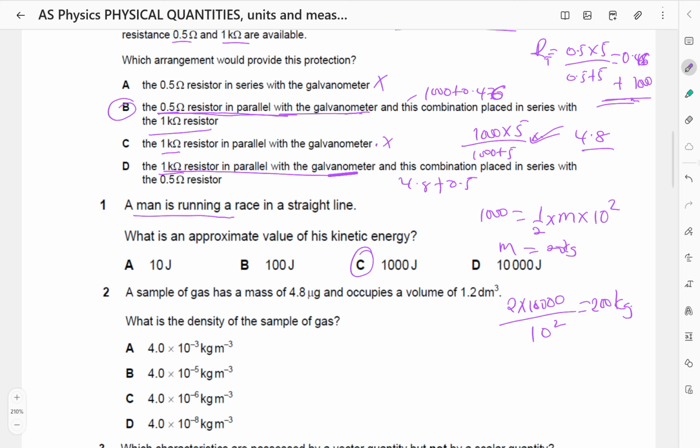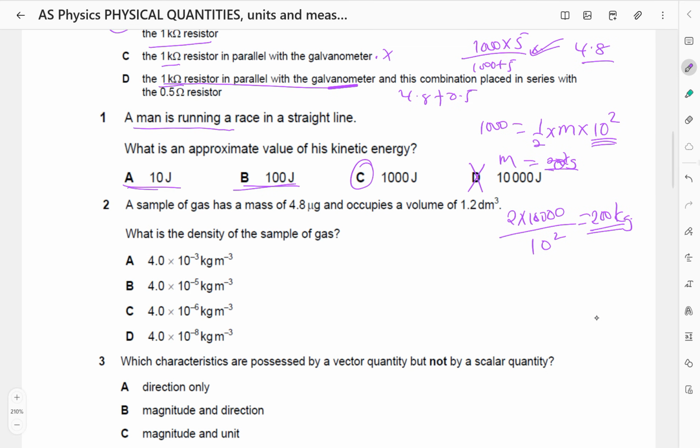Okay, so we agree that it is unlikely that somebody who is running a race has a mass of 200 kilograms. So that's what makes this one wrong. This one again, the mass will be too small. This one will be too small. So the answer is going to be C. Perhaps the choice of speed is what made this to be very small, 20 kilograms.